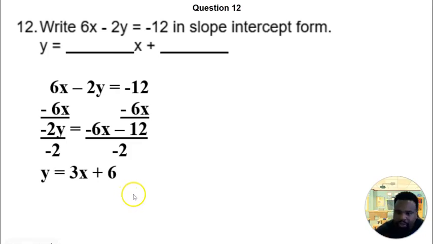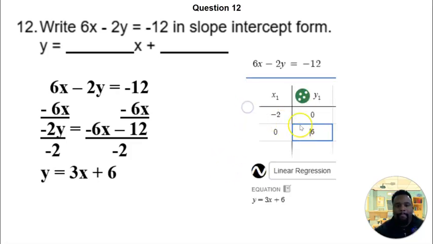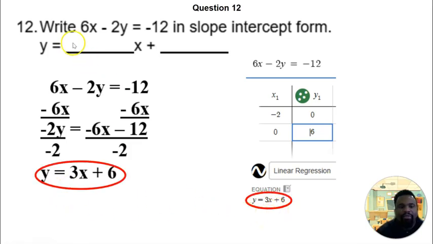Another way you could do it, you can use your decimals to help you. Go ahead and enter 6x minus 2y equals negative 12. Graph that, and identify your x- and y-intercepts. Your x-intercept is negative 2, 0. Your y-intercept is 0, 6. When you add your table, put your x- and y-intercepts in, and add your regression, look at your equation. It gives you the same equation. So then we can fill this in. Our rate of change is 3, and our y-intercept is 6. So y equals 3x plus 6.